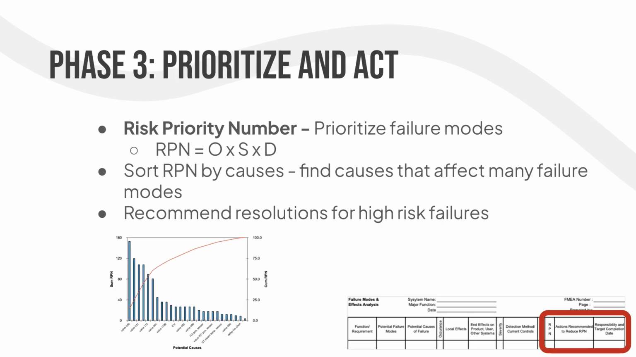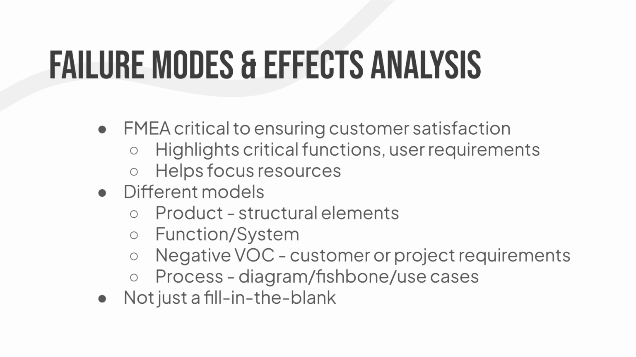Phase 3 is to prioritize and act. The risk priority number, RPN, is calculated as occurrence times severity times detection. We then sort RPNs by causes to find major problem areas and recommend resolutions for high-risk failures.